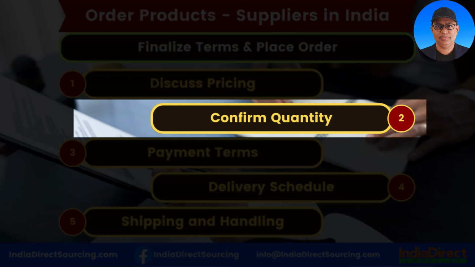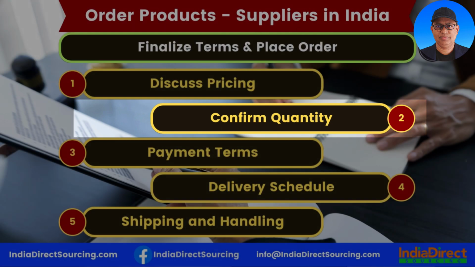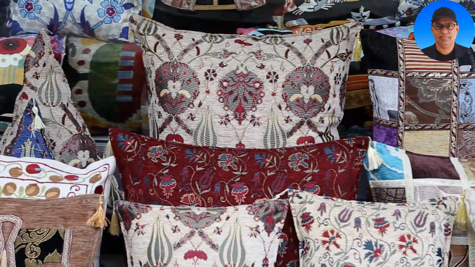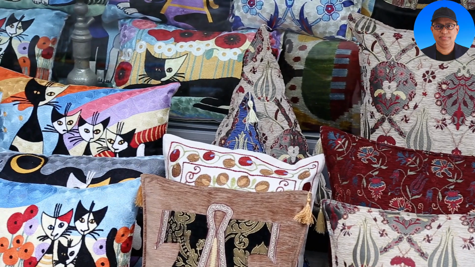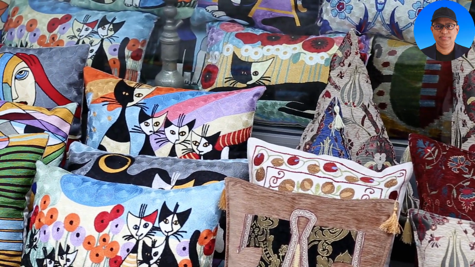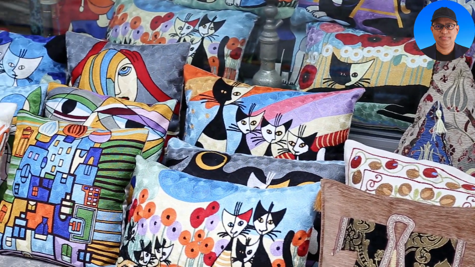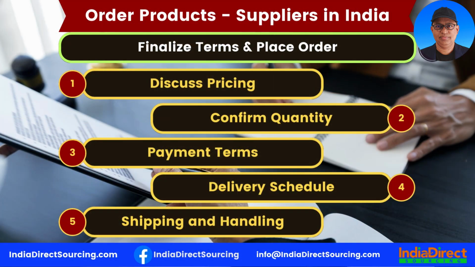Step 2 would be confirm quantity. So tell the supplier how many products you want to order. Be clear about the quantity to avoid misunderstandings later. So if you want a small order quantity, you should always mention it the very first time when you are communicating with your supplier that you only want 100 pieces or you want 50 pieces.